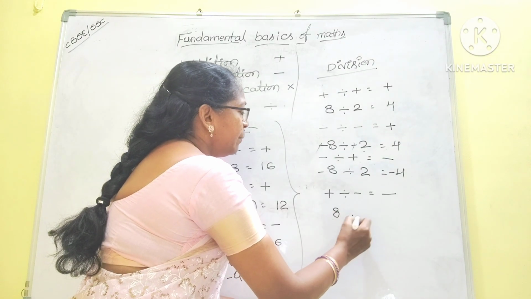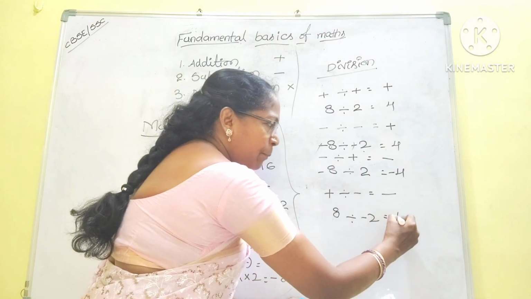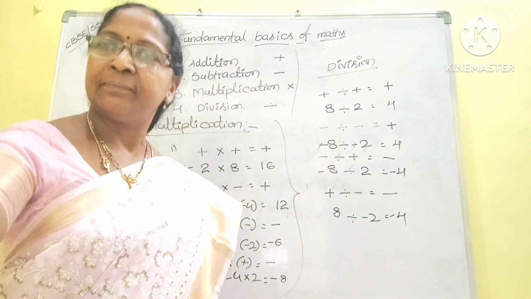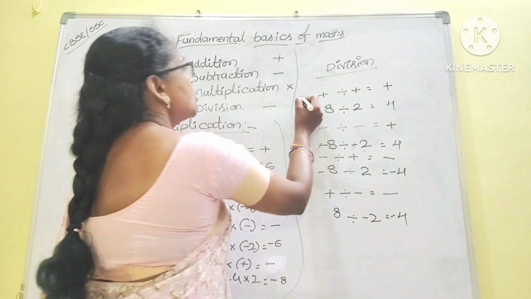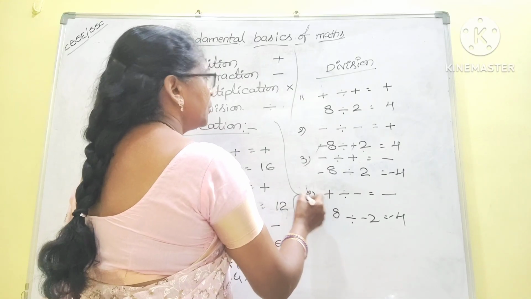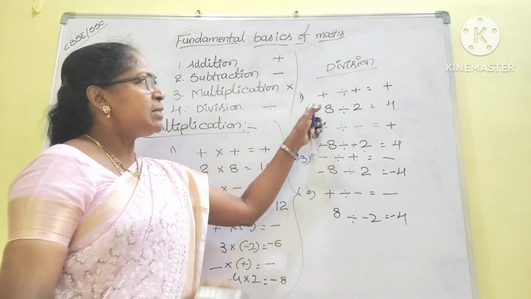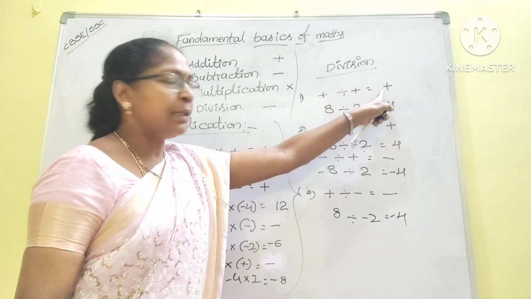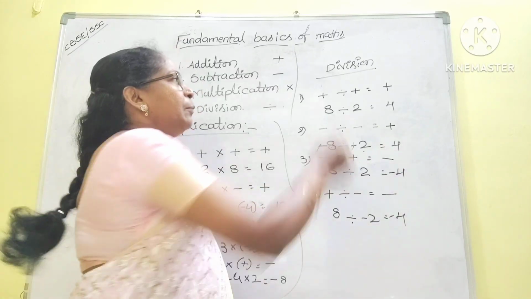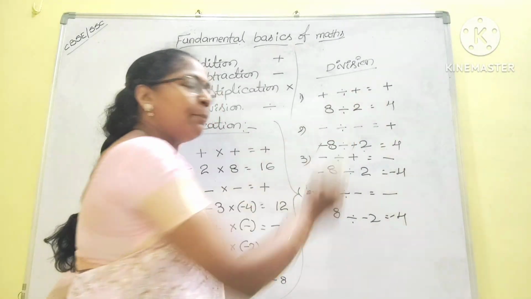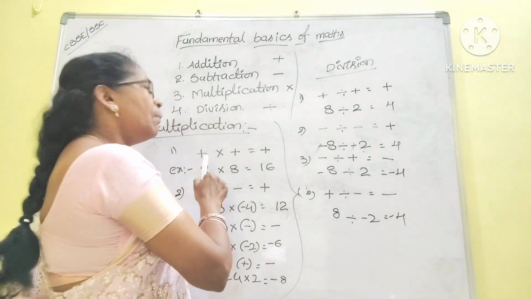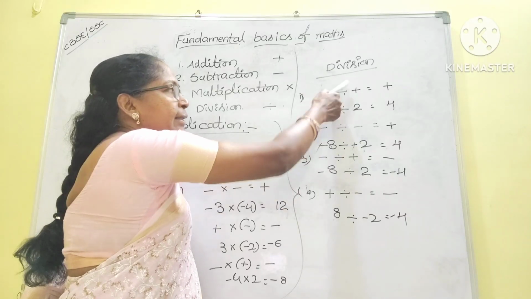Example, 8 divided by minus 2 equal to 8 by 2 equal to 4, but here this is a negative symbol. So in the division also, the answer is minus 4. So first rule, second rule, this one is third rule and fourth rule. So in the division also plus divided by plus, if both are same, then you will get positive. If both are negative also you will get positive. Both in the multiplication as well as in the division you will get the same result.